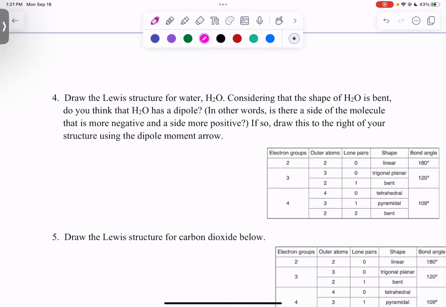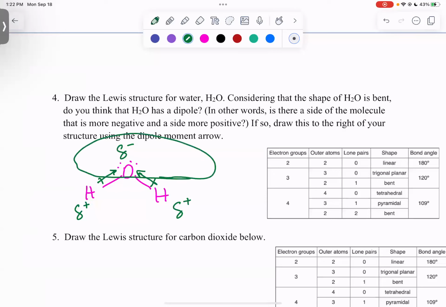We're going to do the same thing for water. So when we draw water, I should have had this already drawn. Sorry, y'all. 1, 2, 3, 4. Okay. So now I need to know, do I have polar bonds? Well, oxygen and hydrogen, yeah, they're different. Oxygen's more negative, so I'm going to have these two different bonds that have some differences, and so that's going to make my hydrogen partially positive and then my oxygen partially negative. And so the question is, do we have a dipole going on in water? Do we have one part of the molecule that's partially negative and one part that's partially positive? Well, of course we do.